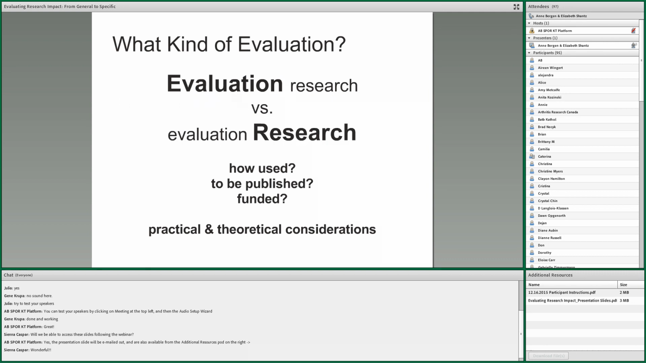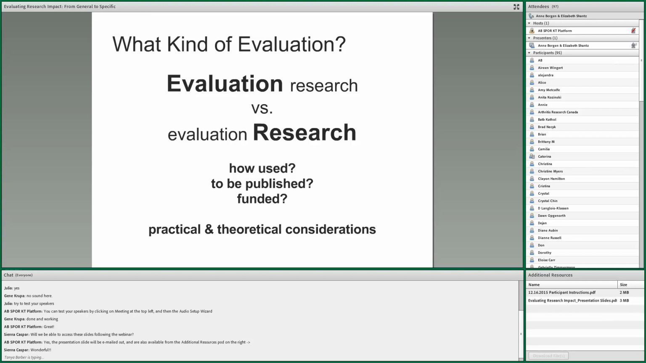Often this question comes down to whether or not you have funding. If you have funding to do a big evaluation project about the impact of your research, it's going to be much broader in scope than if you have no funding and are just trying to track a few things and gather a few success stories to learn about where your research is going.